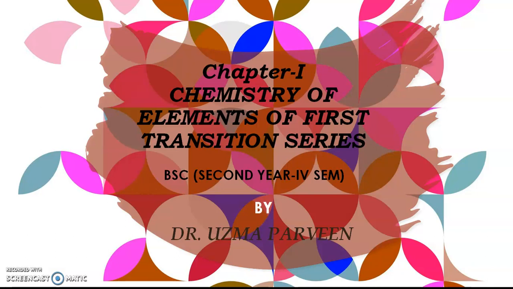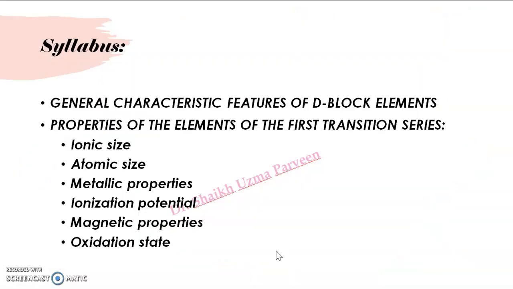So today we will start chapter first, chemistry of elements of first transition series. In this chapter, you will have to study general characteristic features of D block elements and properties of elements of first transition series. These properties include ionic size, atomic size, metallic properties, ionization potential, magnetic properties and oxidation state.